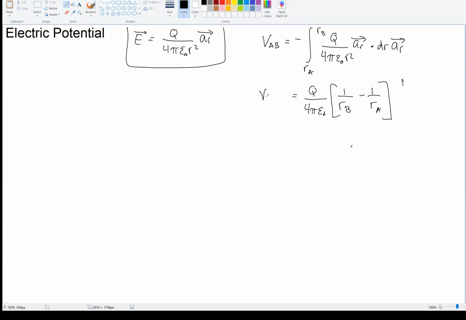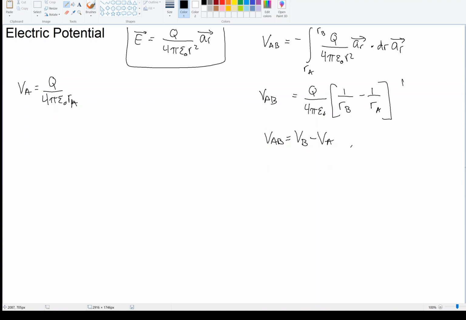This is the potential difference, right, between points A and B when we have a point charge at the origin. Now, if we call VA to be Q over 4 pi epsilon RA, and similarly VB with RB, then we're going to call these the potentials at A and at B. So then VAB is the potential at B minus the potential at A.